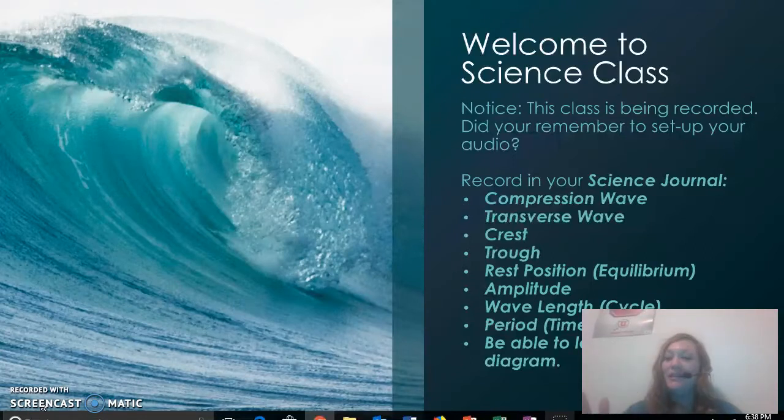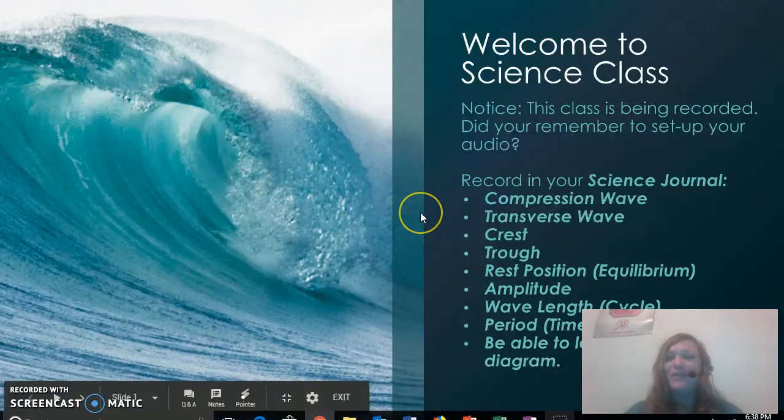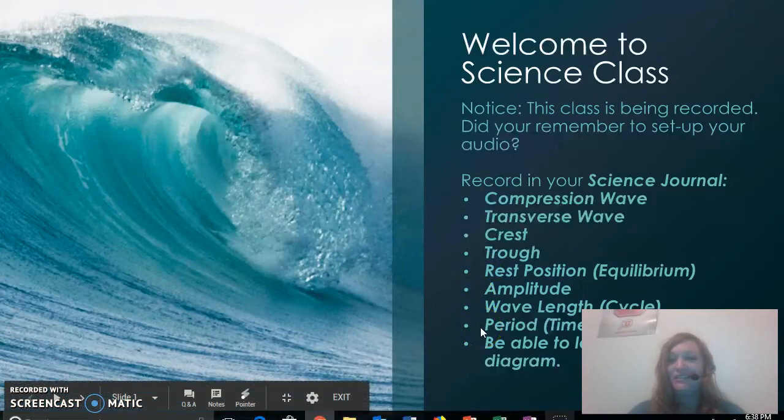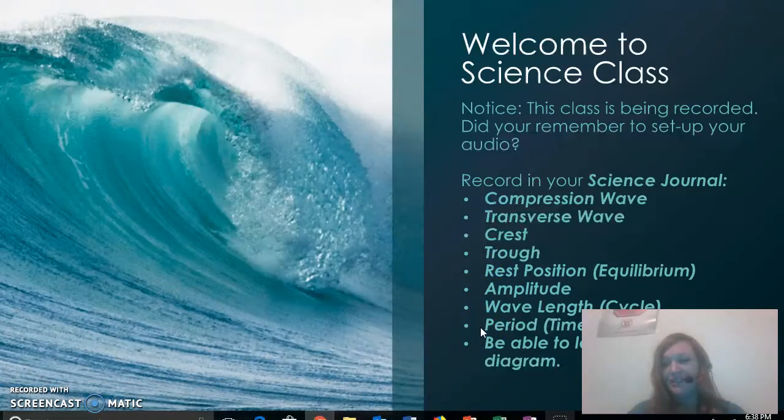I think that the ability to take notes and write down the important terms of the day will help us remember things better, and it will prepare you for college. So today, your goals are to write down compression wave, transverse wave, crest, trough, rest position or equilibrium, amplitude, wavelength or cycle, period, time and distance, and be able to label those in a diagram.